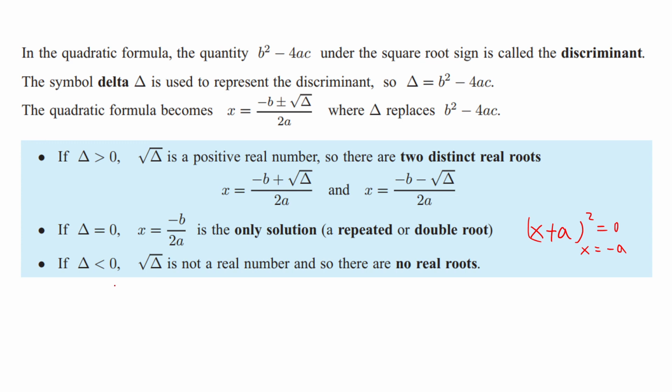If delta is smaller than 0, the square root of a negative number is not a real number, so there is no real solution. This is the kind of equation that we can finally change into (x plus a) squared equal to a negative number, for example, negative 1. In this case, a squared number cannot be negative, so no solution.